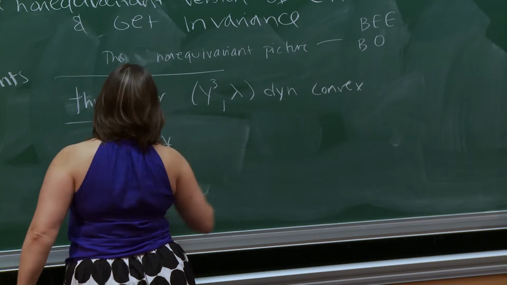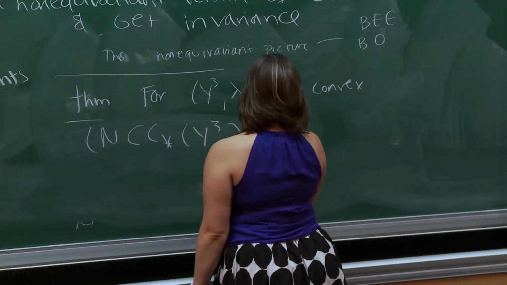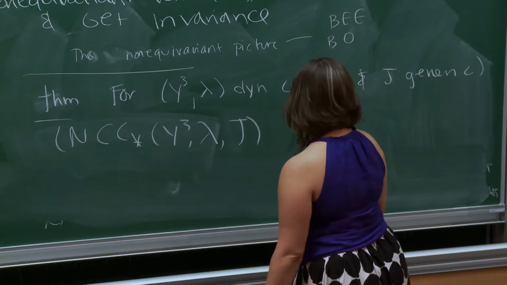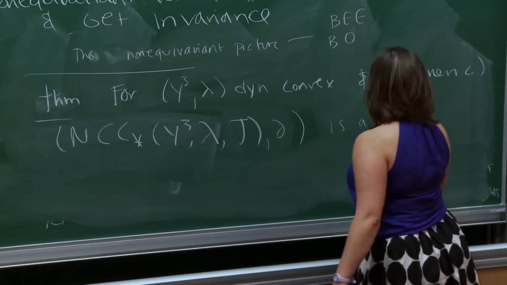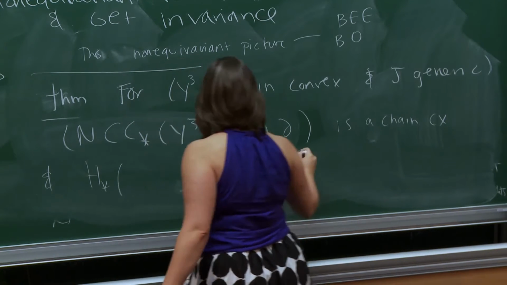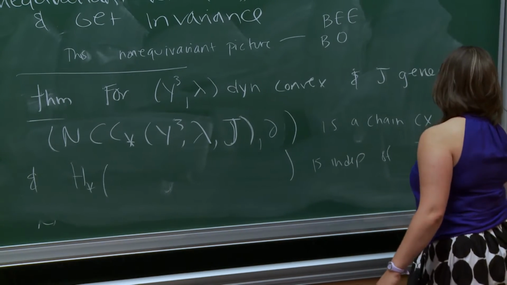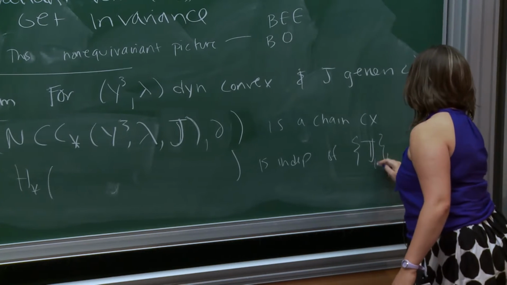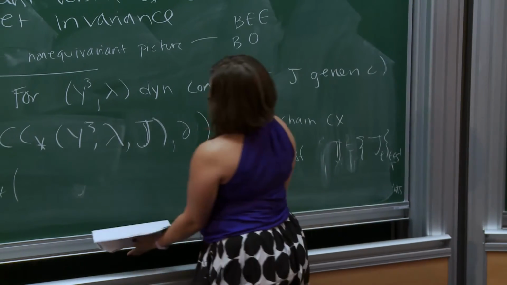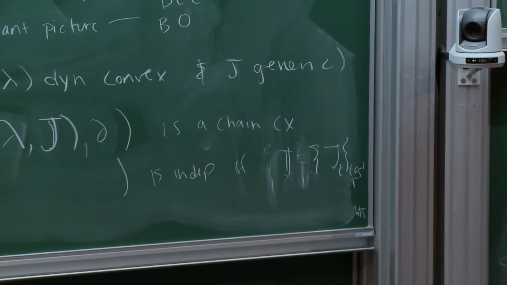this non-equivariant contact homology, and J generic, is a chain complex, and the homology of it is independent of your choice of family of J's, and the dynamically convex lambda.